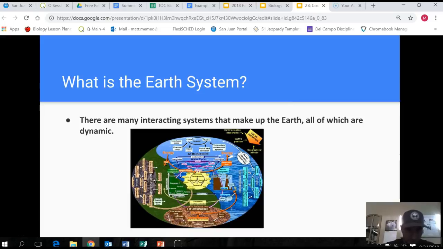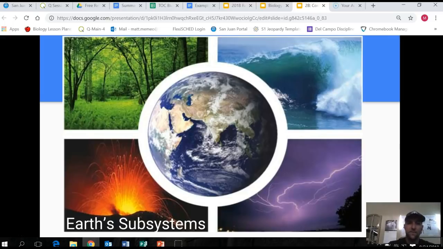Alright, so Earth system. We're talking about the system of Earth and those systems that kind of make up Earth. So again, there are many systems that are interacting all over Earth, all of which are ever changing. Okay, they're never stagnant. It's always going to be changing. And then as I said earlier, we talked about the 4 subsystems of Earth, and those being dynamic and working and interacting with one another.